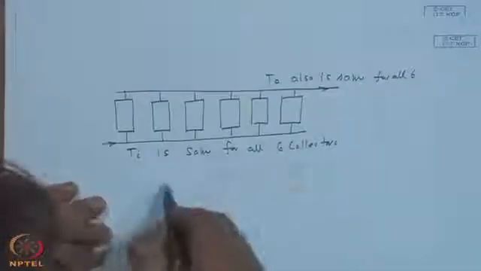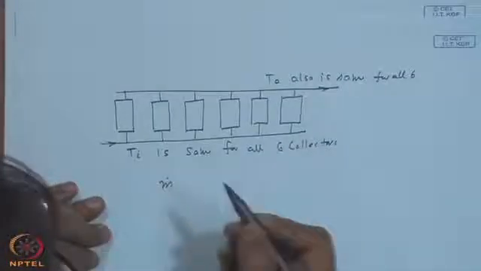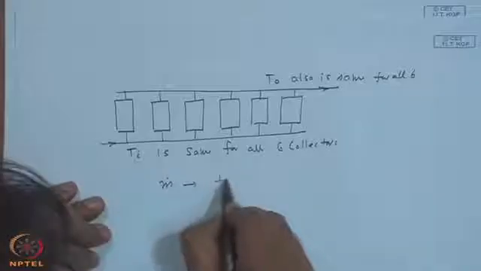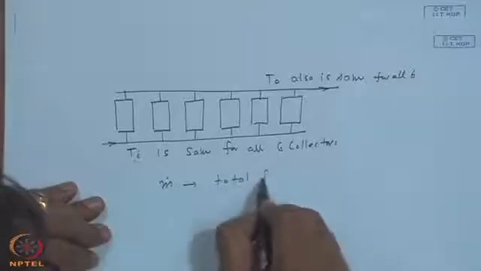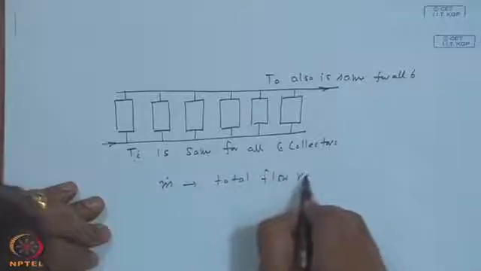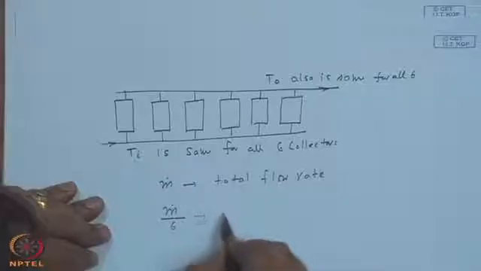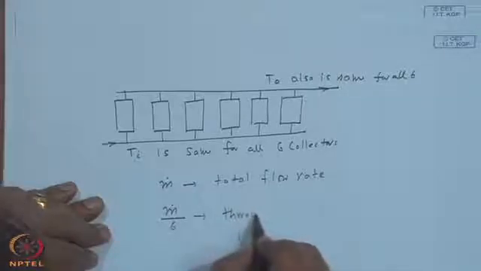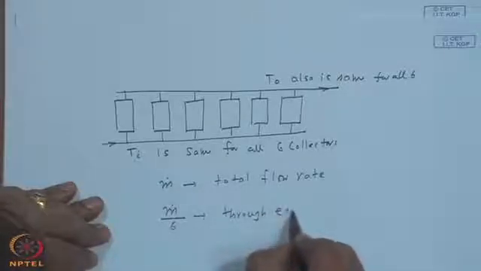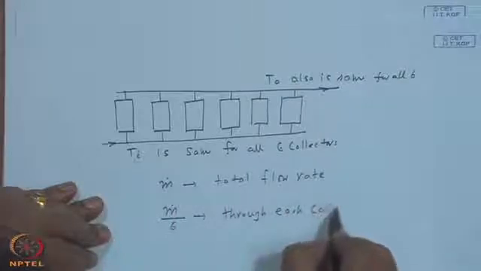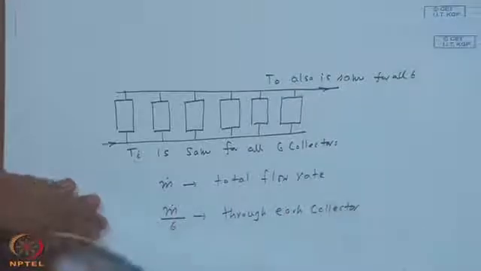So, the flow rate, if this is m dot total, we have got m dot upon 6 through each collector. So, the corresponding pressure drop will be that due to m dot by 6.